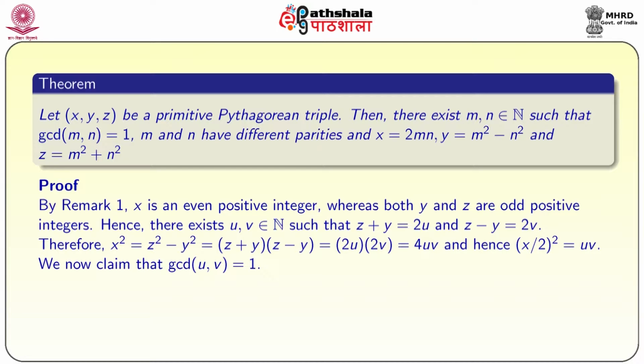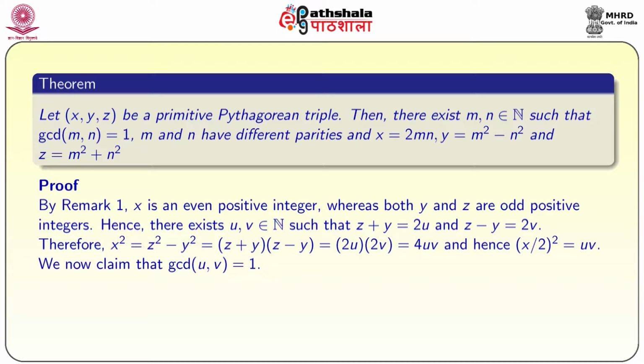Therefore, x square is equal to z square minus y square. As x, y, z is a Pythagoras triple, we have x square plus y square equal to z square. So, we have x square equal to z square minus y square, which is equal to (z plus y) into (z minus y), but z plus y is 2u and z minus y is 2v. So, we have that x square is equal to 4uv, or equivalently (x by 2) whole square is equal to u into v. So, now we are going to claim that GCD of u, v is equal to 1.